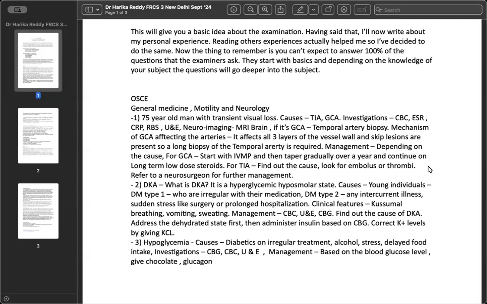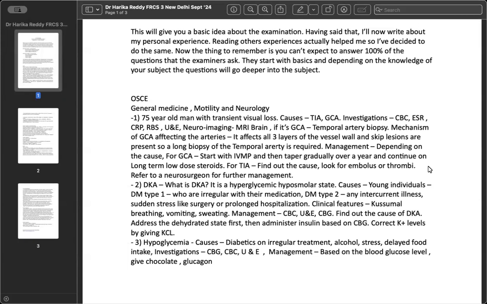And he asked me, how much will you take of the biopsy? I told him it has to be a large biopsy because there'll be skip lesions. He also asked me the mechanism of giant cell arteritis affecting the arteries. Basically, he wanted to know which layers will be affected, so I told him that. And then he asked me, how will you manage? I told him if it's TIA, then you find out the cause, like look for embolus or thrombi.